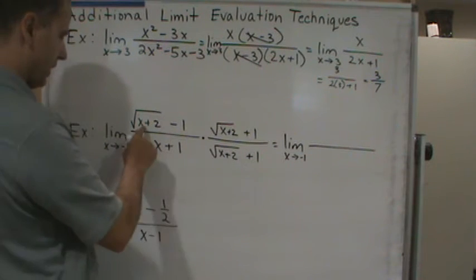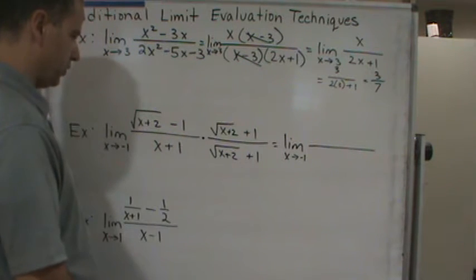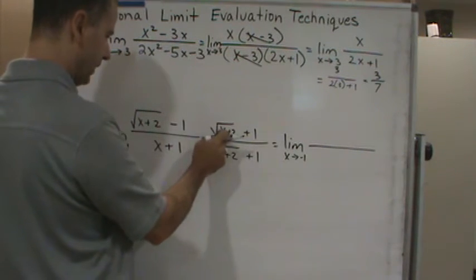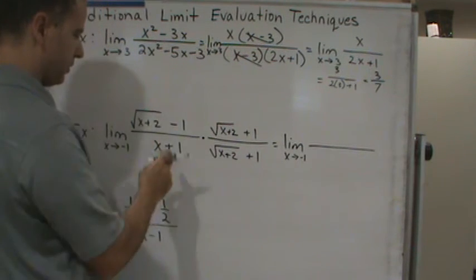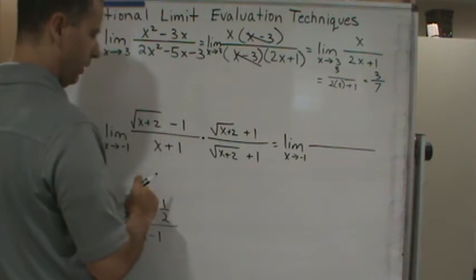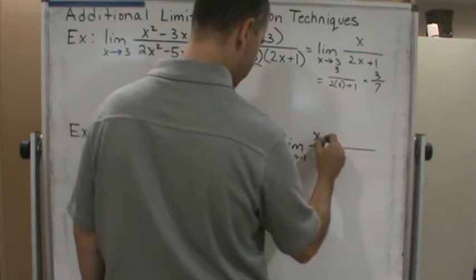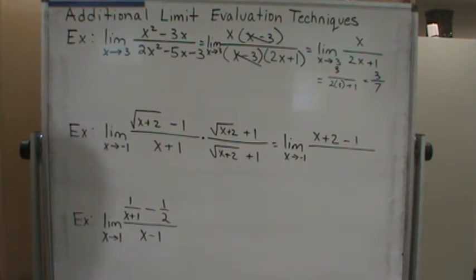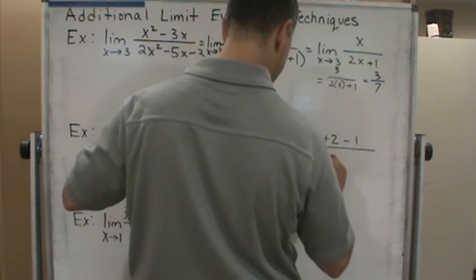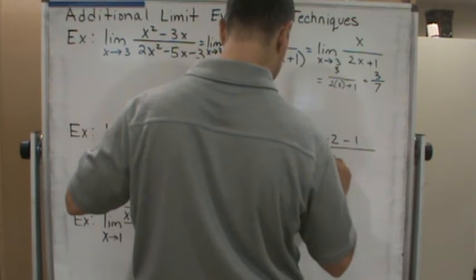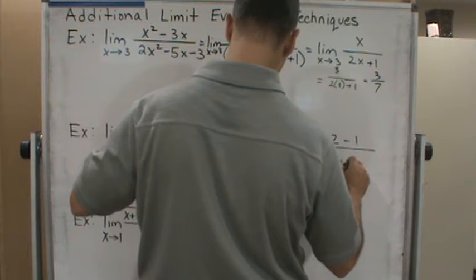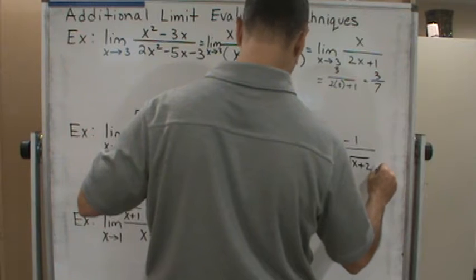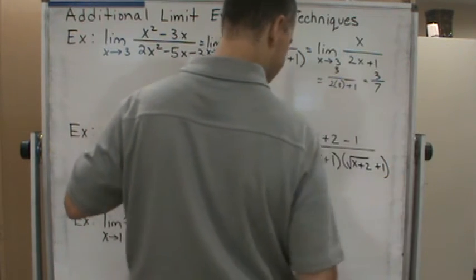Okay? Because this times this will give me x plus 2, and then the cross multiplying will cancel each other out because I'll get a negative and a positive, and then I'll get a minus 1. So I get x plus 2 minus 1 on the top. Okay? And then I get an (x plus 1) times (the square root of x plus 2 plus 1) on the bottom.